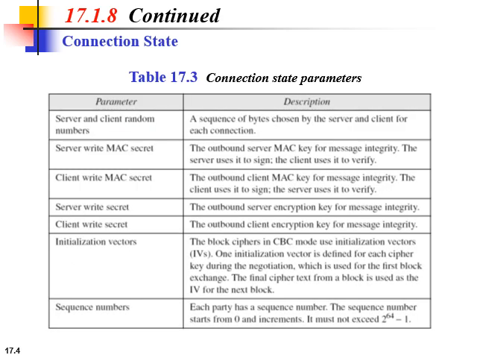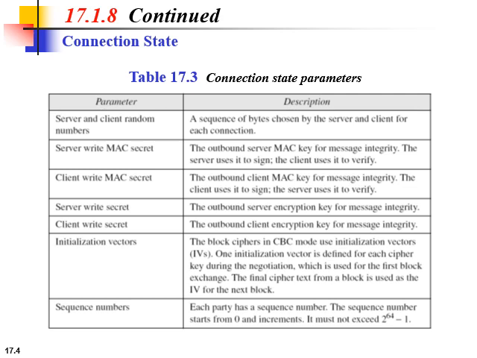Similarly, there are a few more parameters. These are connection state parameters, and these can be easily understood once read upon, so I'll just go through these. Server and client random numbers, a sequence of bytes chosen by the server and the client for each connection. Server write MAC secret, the outbound server MAC key for message integrity. The server uses it to sign and the client uses it to verify. Client write MAC secret, the outbound client MAC key for message integrity. The client uses it to sign and the server uses it to verify.